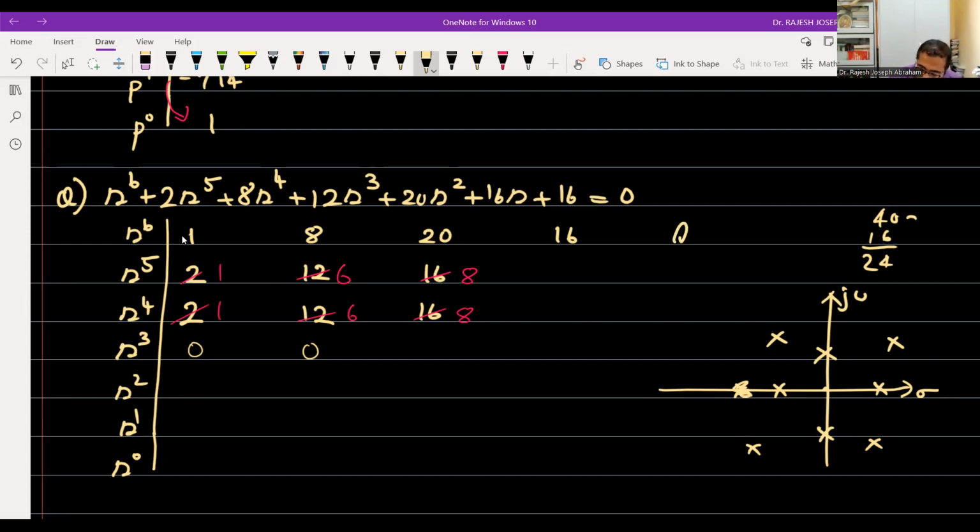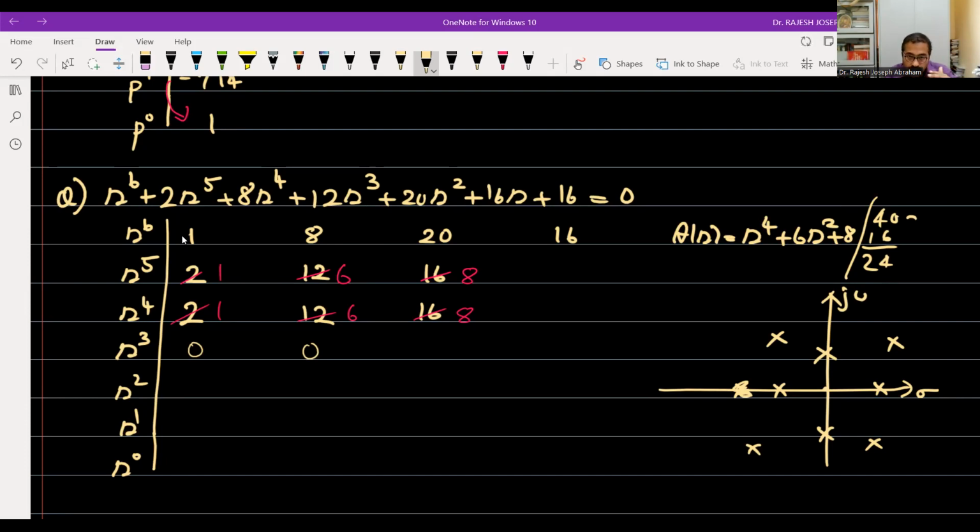Our auxiliary polynomial will be what? S raised to 4 plus 6s square plus 8. This will be the auxiliary polynomial. Okay. So why is it called an even polynomial? Because the powers of s in that auxiliary polynomial will always be even: s raised to 0, s square, s raised to 4, and so on.